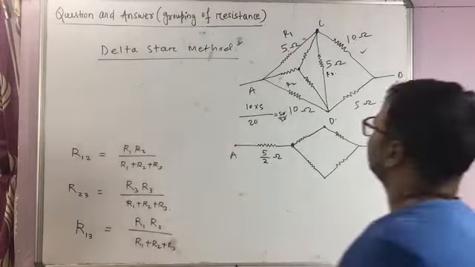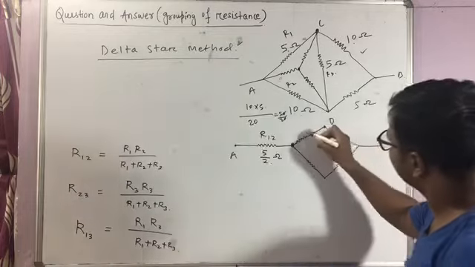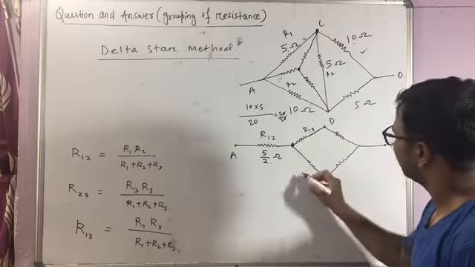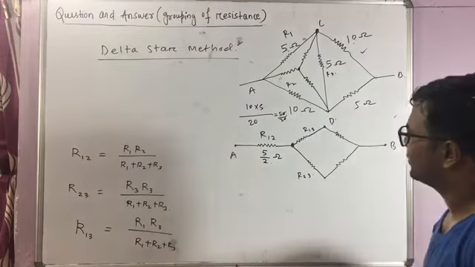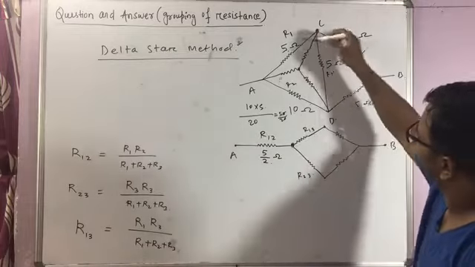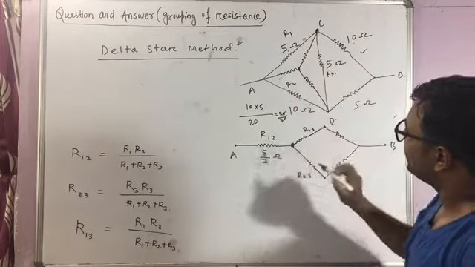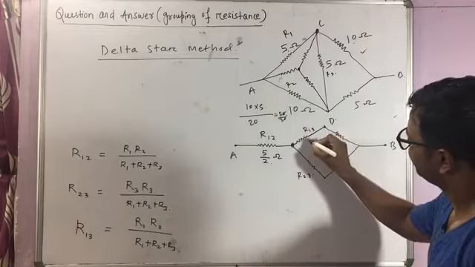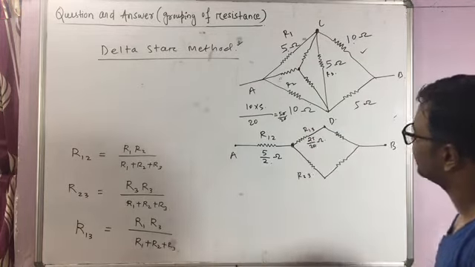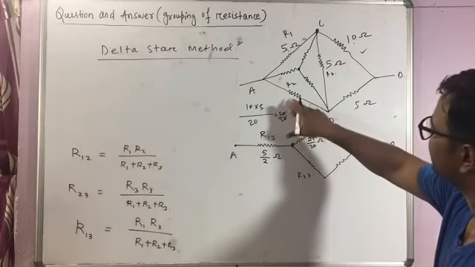So this resistance I am writing it R12, this resistance would be R13, and this resistance would be R23. Now that formula you can apply easily. Now R13. R13 is 5 into 5 by 20. So 5 into 5 is how much? 25 by 20 ohm.